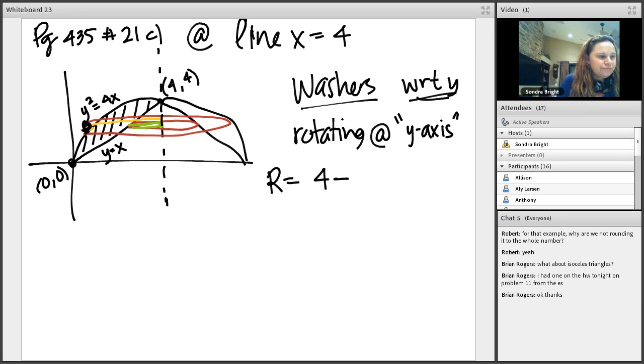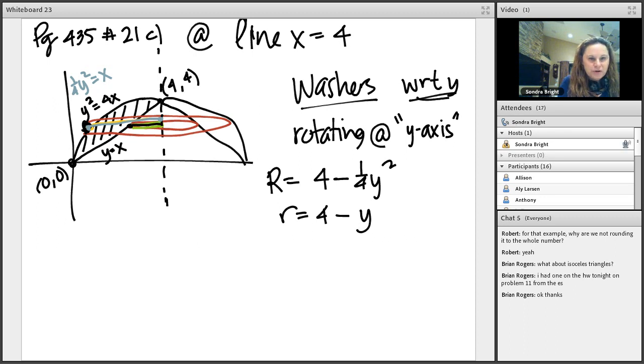Let me draw it in a different color. If I solve for x, x equals 1/4 y squared. So that's what the big R will be, from x is 4 until x is 1/4 y squared. So your big R will be 4 minus 1/4 y squared. Your little r is again going to be 4, and then minus, just that spot right there, 4 minus y.